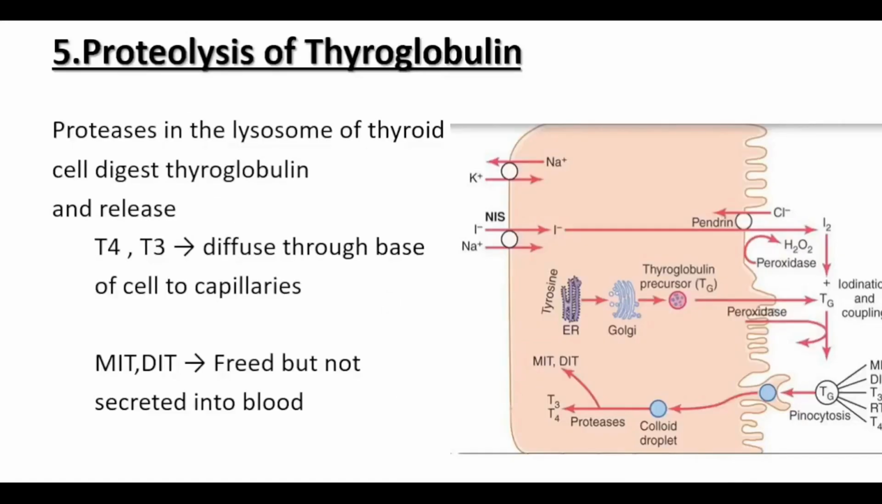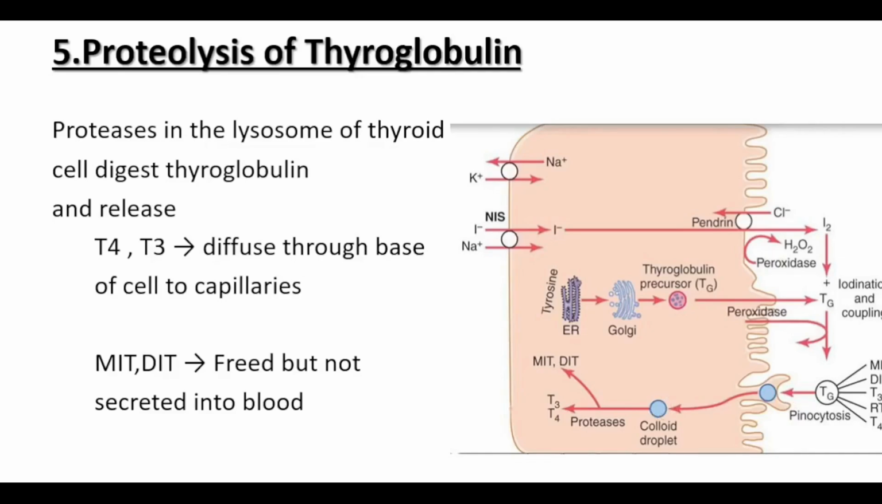Next is proteolysis of thyroglobulin. So now you have seen thyroglobulin present within the colloid, that is present within the lumen. So the thyroglobulin contains MIT, DIT, T3, T4 and reverse T3, and they can store these thyroid hormones for around 2 to 3 months. Now by a process known as pinocytosis, the thyroglobulin will be taken into the cell. So pinocytosis is a type of endocytosis by which thyroglobulin present in the colloid is taken into the cell. So colloid droplet is reaching the cell.